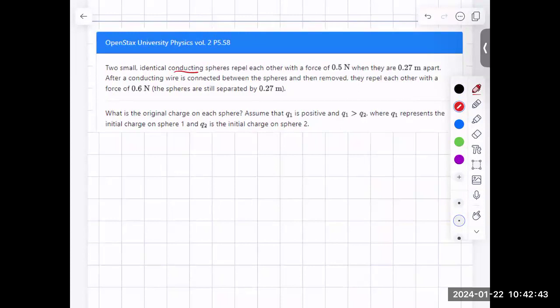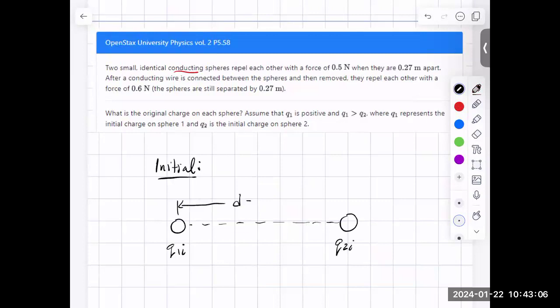Okay, so let's first just draw that. The initial situation is that we have Q1, let me call it Q1I for initial. And then over here somewhere, we have Q2 initial, and this distance is D. And what we're told is that the initial force is some value. We're told that it's half a Newton in the version of the problem I got, but I don't care about the numbers.